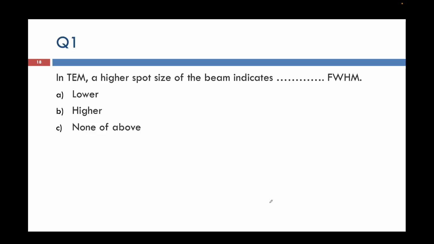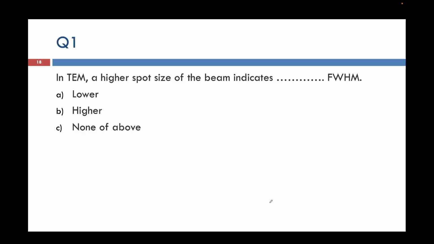Okay, the first question is: in TEM, higher spot size of the beam indicates dash FWHM: lower, higher, or none of the above. So can anyone answer? Higher spot size means lower? Lower. Higher spot size means? It is higher FWHM.